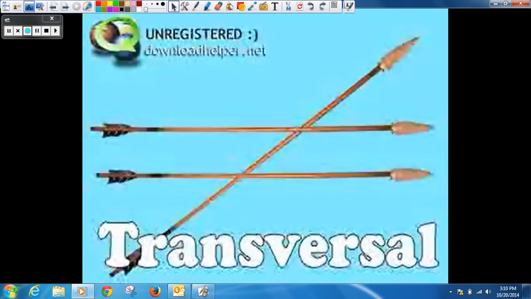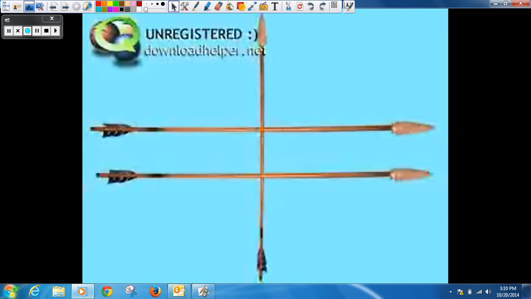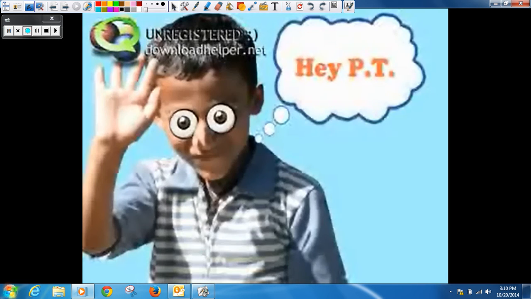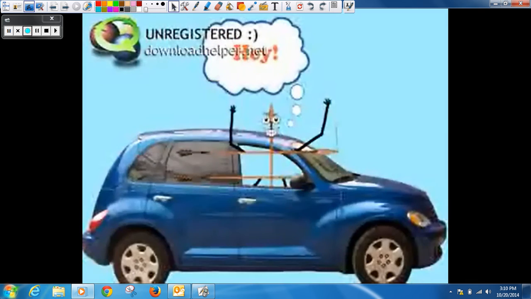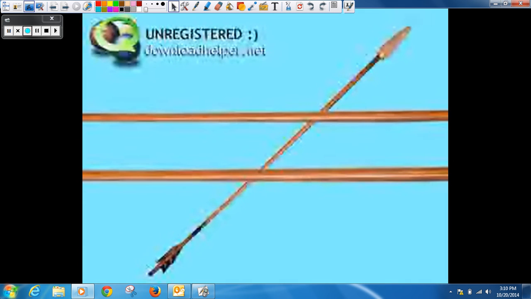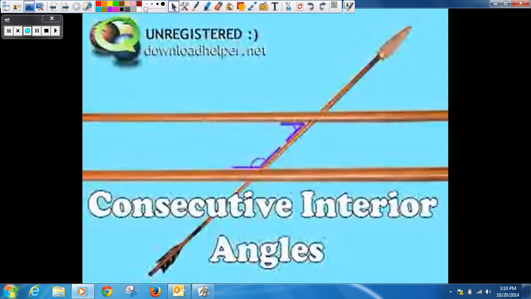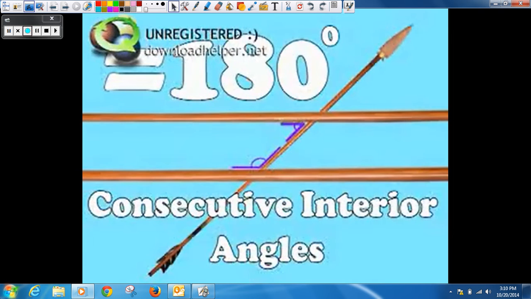A transversal is a line that runs through or connects two parallel lines. When a transversal intersects with parallel lines at right angles, it is called a perpendicular transversal, PT to everybody. With any other sort of transversal, the pairs of angles across from each other, known as consecutive interior angles, will be equal to 180 degrees.